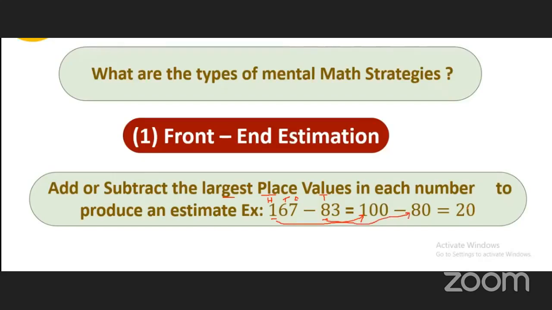So I make here a subtraction between two numbers by finding the largest place value to produce an estimate. So this is not accurate, but this is after estimation. Okay, this is the first type of mental math strategy. Continue.